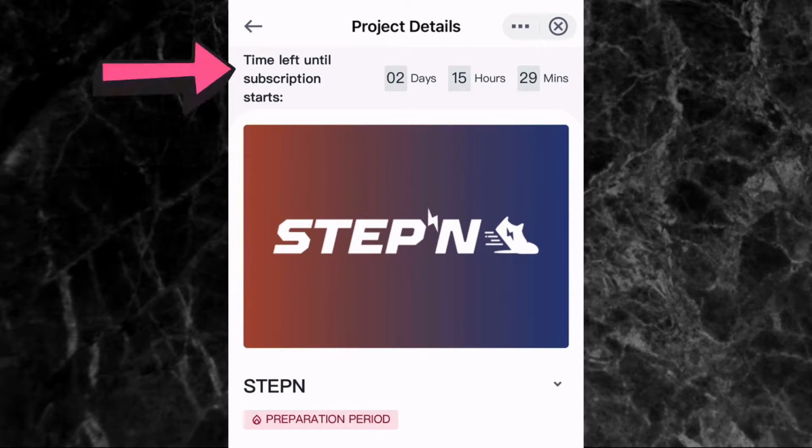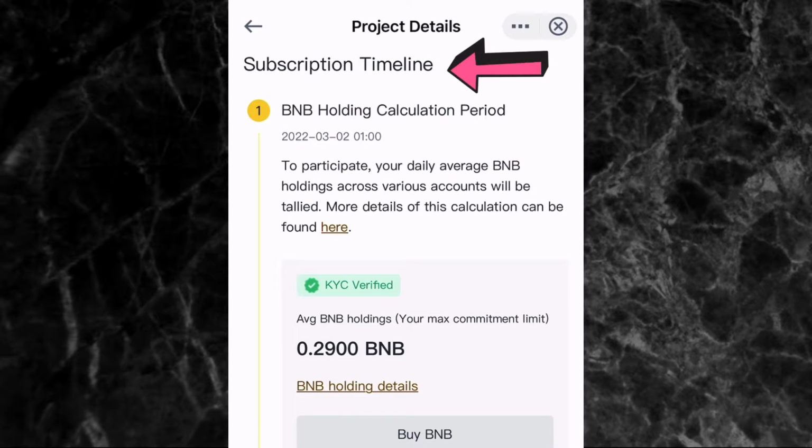Now, as you can see on the top of the screen, the time left until subscription starts is 2 days, 15 hours, 29 minutes, as at the time of recording this video. That means in the next 2 days, 15 hours, 29 minutes, you can start subscribing to get this token on Binance Launchpad. Now, you can see the subscription timeline is going to show you the whole process of how to subscribe, how to get the tokens, and how to make money from this Binance Launchpad.